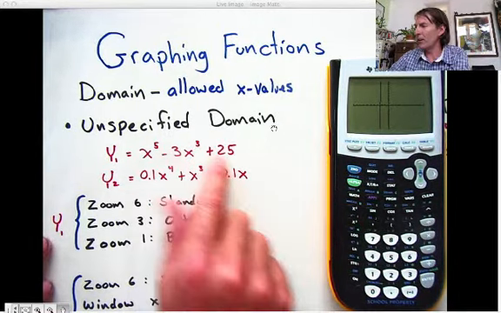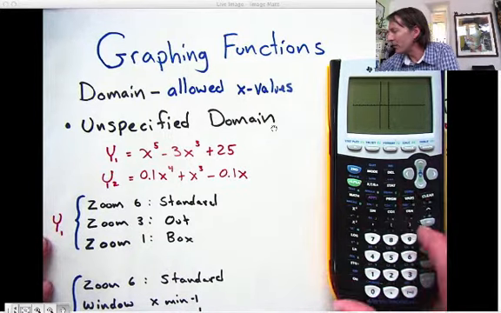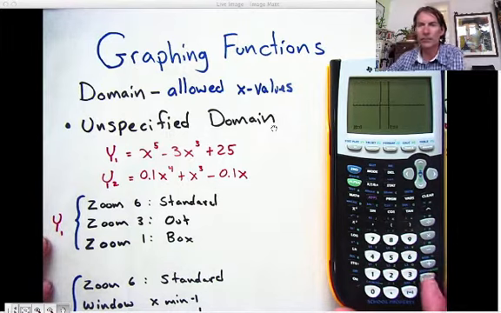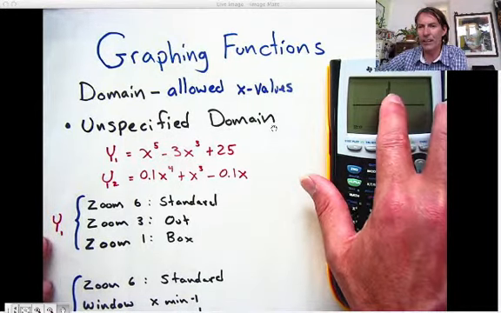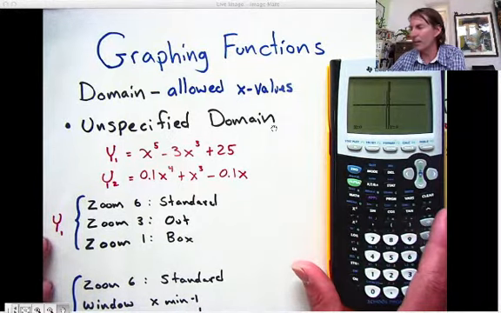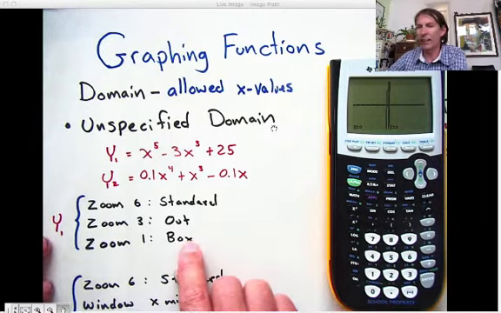So the thing that I might try is just to zoom out. Let's just see what happens if I choose Zoom 3 and hit enter. Okay, now I can see where it wiggles again, and that's going to tell me that I probably should be looking at that area right there. Okay, there's a couple of ways to do that. A quick way to do that is to use box.